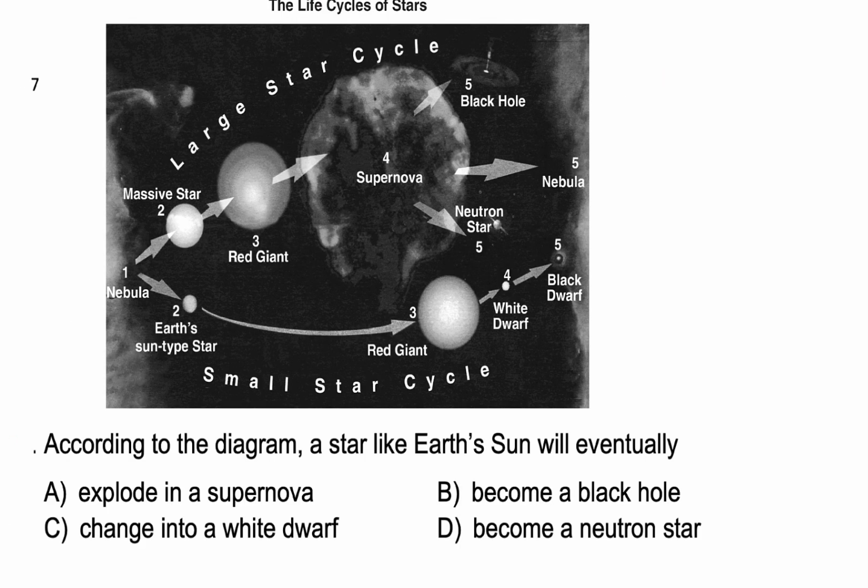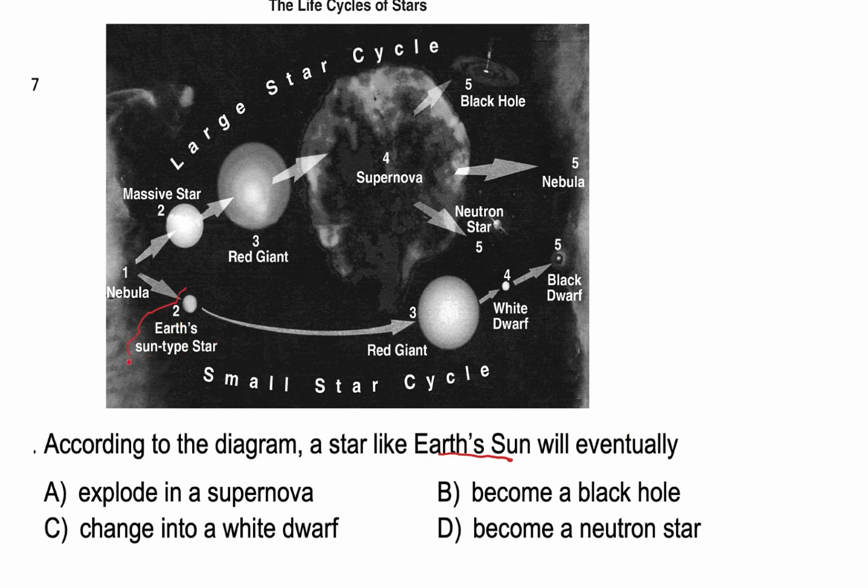And remember I told you that when it comes to the life cycles of the stars, they'll give you a picture. So again, here is a picture. They give you a graphic. We've seen this before in color, but now it's in black and white. And the question they're asking is, according to the diagram, a star like Earth's sun will eventually. So even if you are on the test and you didn't learn anything about stars, if they give you a graphic, you should be able to follow. So the first thing I'm going to do is try to find Earth's Sun. So over here, Earth Sun type star.